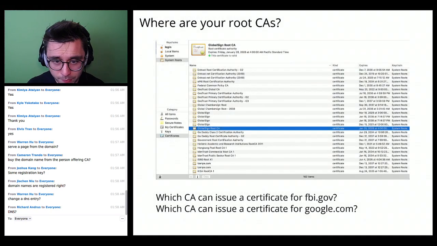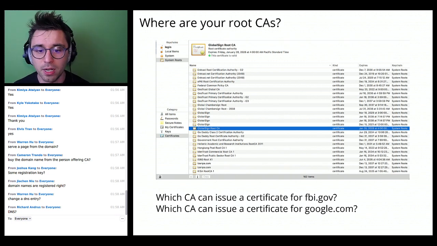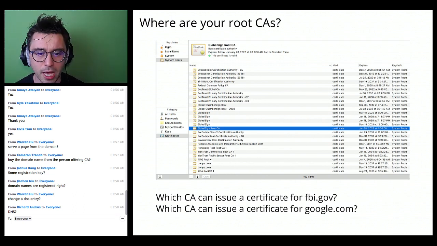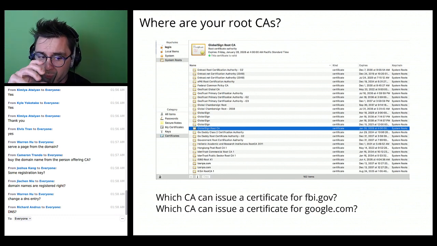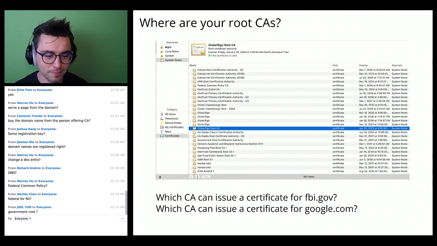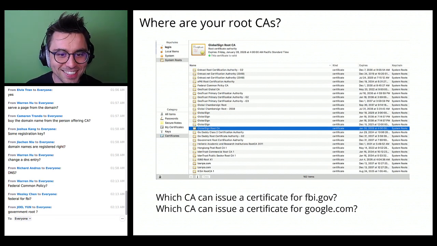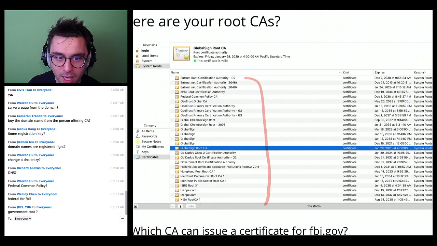Now I have two questions for you. Which CA can issue a certificate for FBI.gov or NSA.gov, and which CA certificate can issue a certificate for Google.gov, if you're just squinting at the list that I have on the slide here? What do you think? Who can issue certificates for FBI.gov? The Federal Common Policy, Government Root. The answer is everybody.